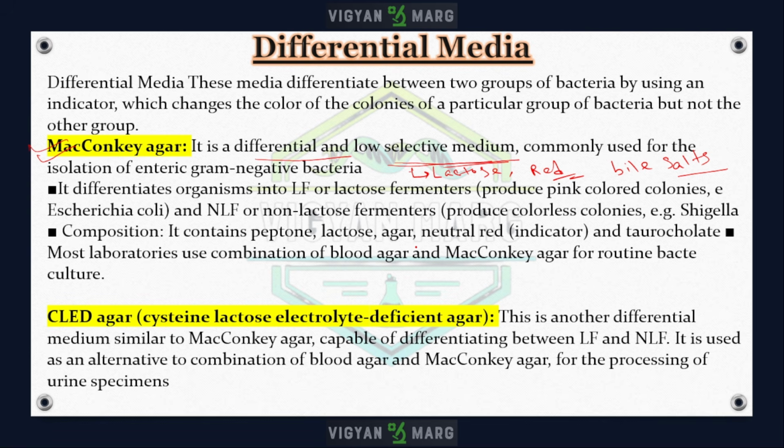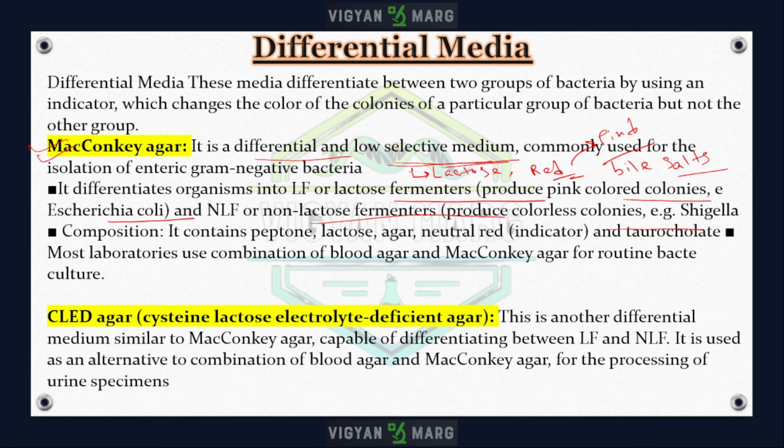Organisms that ferment lactose produce acid, which turns their colonies pink to red. Lactose fermentators produce pink colonies, as in Escherichia coli, and it helps to identify them. Non-lactose fermentators produce colorless colonies, such as Shigella, which form pale colorless colonies because they do not produce the acid needed to change the indicator from red to pink. So we can differentiate between lactose fermentator and non-lactose fermentator bacteria by using MacConkey agar.